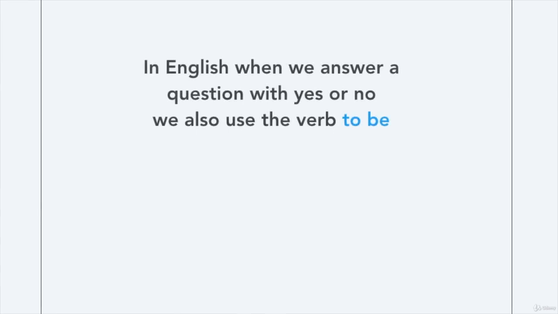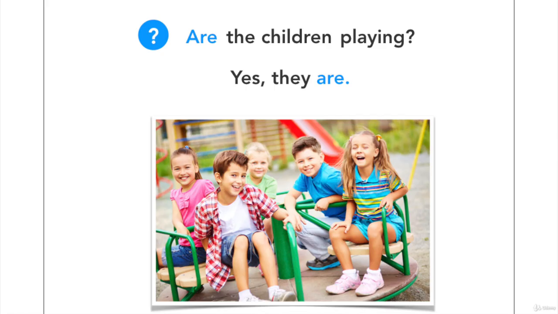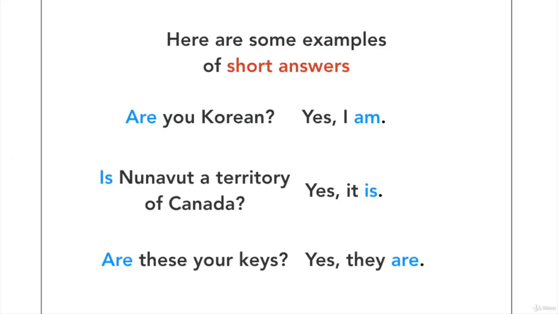In English, when we answer a question with yes or no, we also use the verb to be. We call these short answers. Examples. Are the children playing? Yes, they are. Here are some examples of short answers. Are you Korean? Yes, I am. Is Nunavut a territory of Canada? Yes, it is.